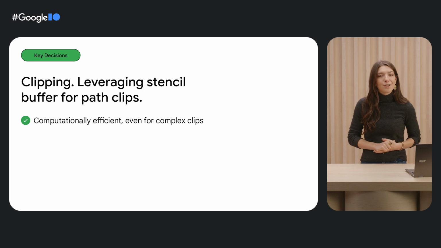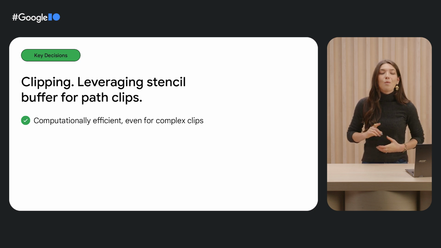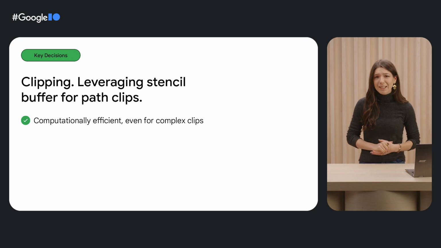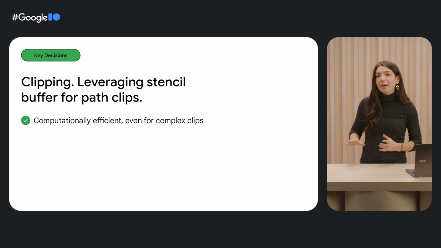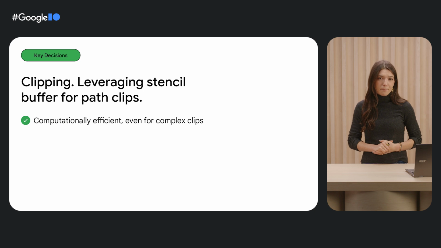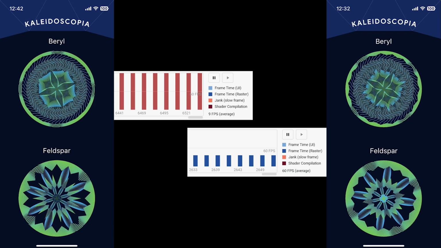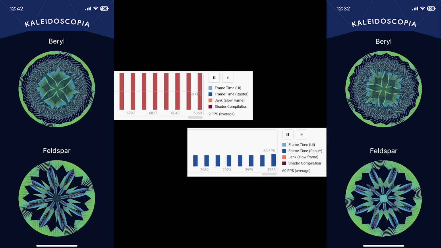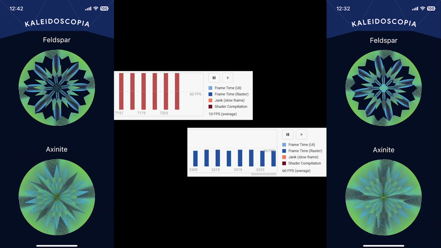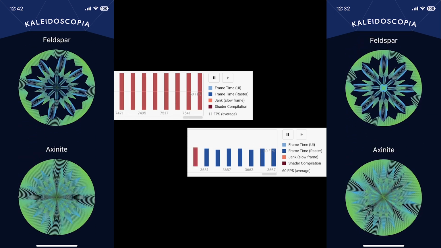Remember earlier when I mentioned those special checks? One is for something called the stencil buffer. Now, we won't go into too much detail, but basically, as Impeller draws the pixels for the clip, it tells the GPU to check the stencil and filter away all the pixels that aren't part of the filled shape. This means that even if a clip is really complicated, like the ones used to create these kaleidoscope animations, it's still a pretty cheap operation.